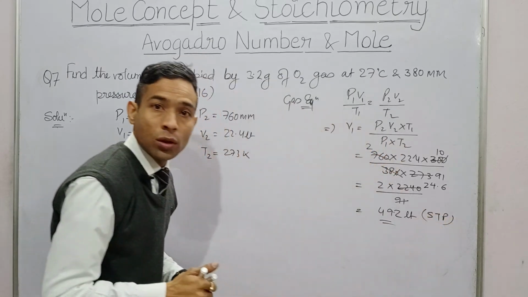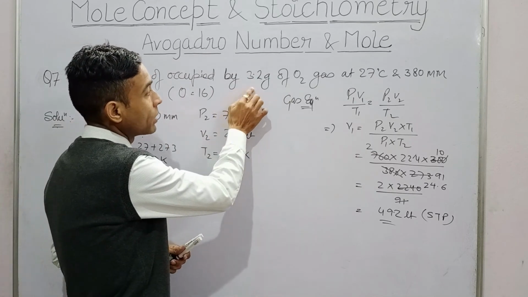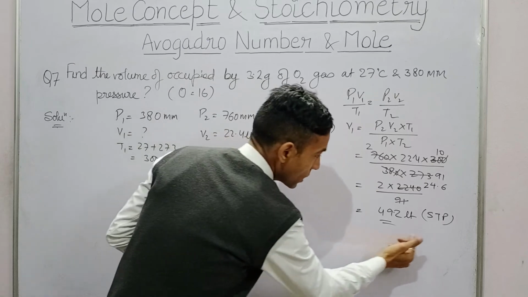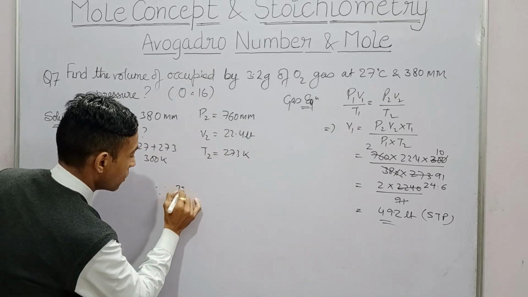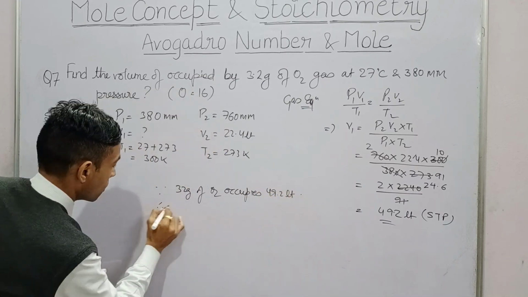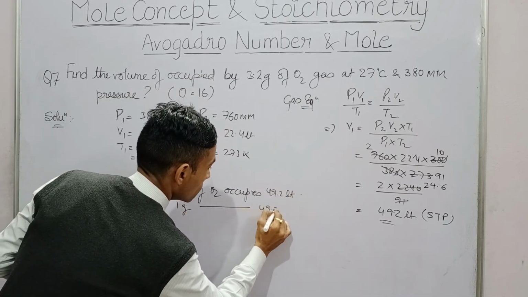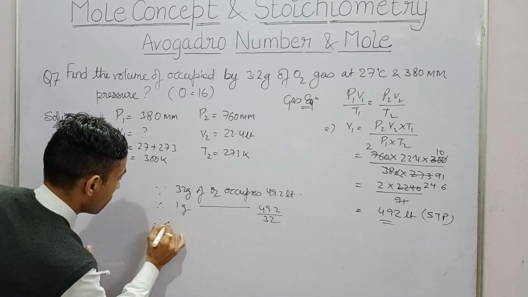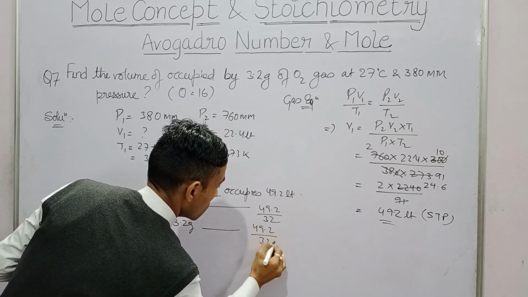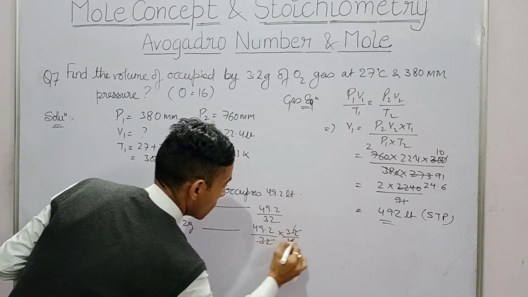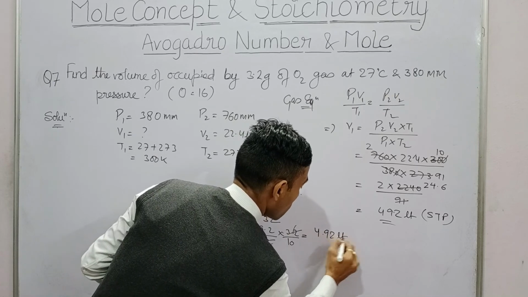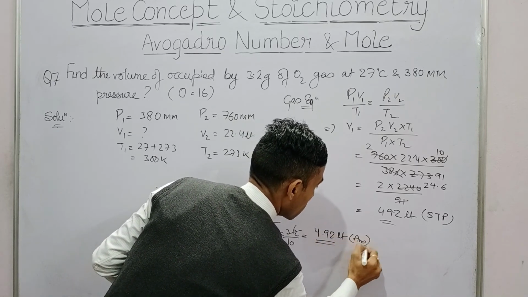Now we will find out the volume occupied by 3.2 gram of oxygen gas at STP using this value. Therefore 1 gram, and therefore 3.2 gram, cancellation, and this gives 4.92 liters, our answer.